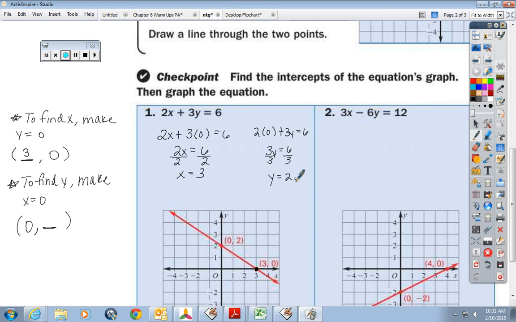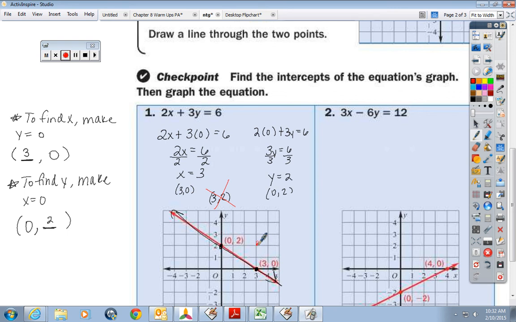So this one is 3, 0. This one is 0, 2. And I can plot that. And then I draw my line, connecting the dots all the way through. The most common mistake that students make is they combine these 2. So people would write just one ordered pair and put this. That is not correct. And you can see that this line does not cross 3, 2. It's nowhere near it. But that's the most common mistake people make.